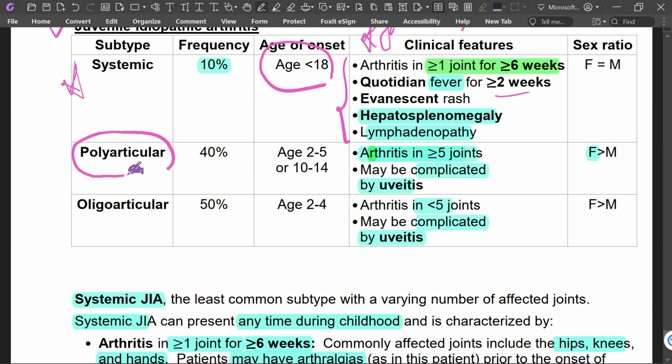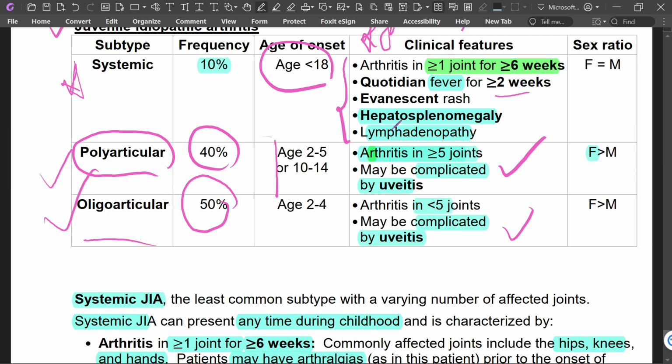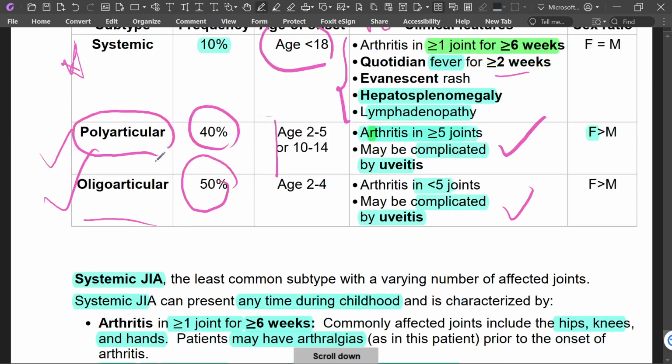Polyarticular is 40%, age 2 to 5 or 10 to 14. There is polyarticular arthritis, 5 or more than 5 joints, which may be complicated with uveitis. Oligoarticular has a frequency of 50%, with arthritis in less than 5 joints, and may be complicated with uveitis. In both polyarticular and oligoarticular, female predominance is more. Age is usually smaller, 2 to 4, and associated with uveitis.